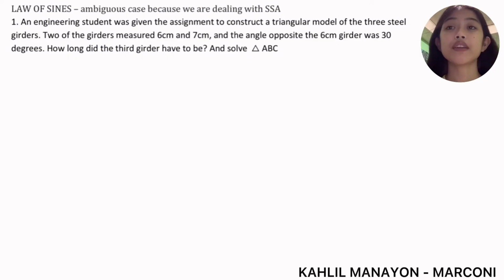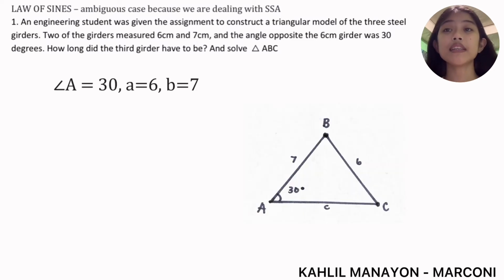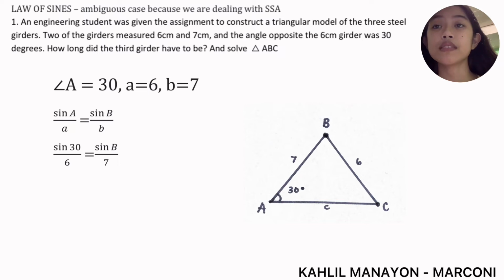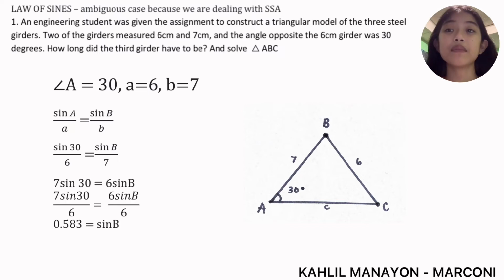Here's our word problem for law of sine. This is an ambiguous case because we're dealing with side angle side, or SSA. Here is our given: angle A is equals to 30, side A is equals to 6, and side B is equals to 7. Our angle B is unknown, but we are given side B, so we will be using sine of 30 over 6 is equals to sine B over 7. We cross multiply, we get the answer of 7 sine 30 is equals to 6 sine B.